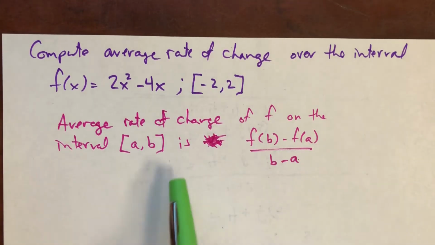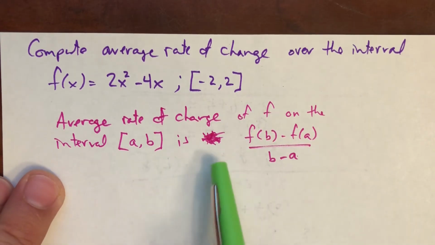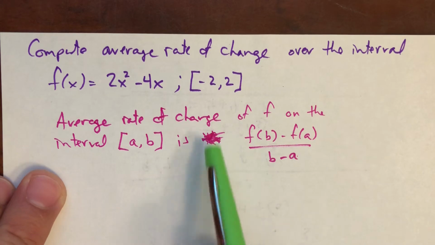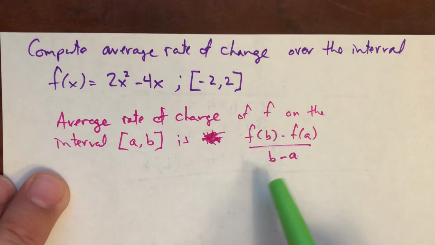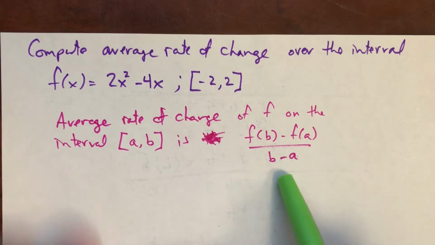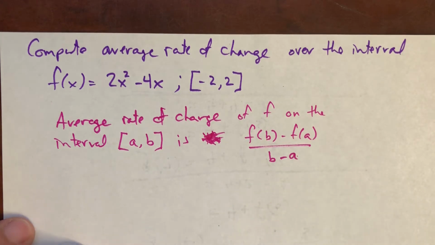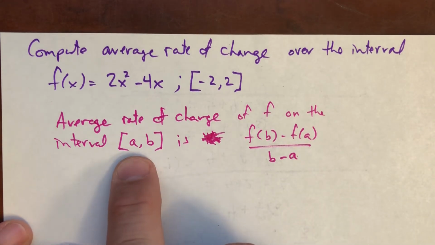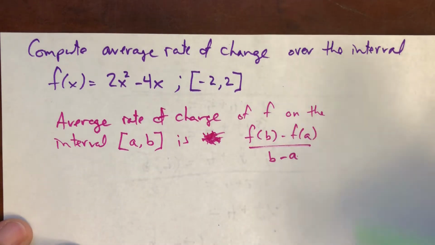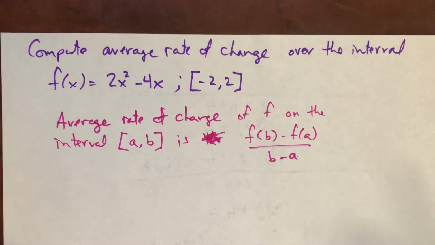So we know that the average rate of change of f on the interval a to b is... oops, I messed up there. Anyway, here it is. The average rate of change of f on this interval is given by this, and boy, that sure does look an awful lot like slope, right? When we're computing slope, we're doing change in y over change in x. These are x values, so this is a change in the function value divided by the change in the x value. So we should be thinking about slope here.